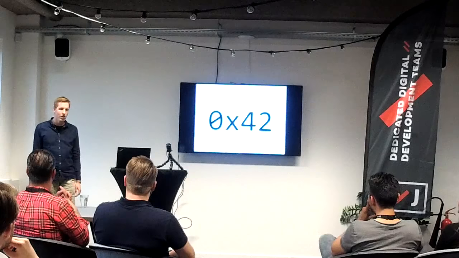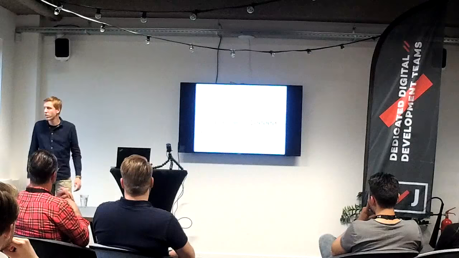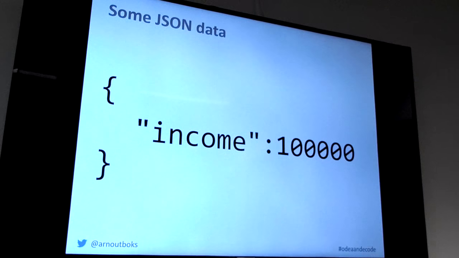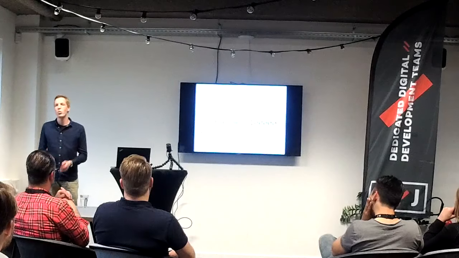We could have some JSON data about, I think, a person or something, which has an income of 100,000. Well, is this a lot? Isn't this? I don't know. I don't know what the units are. 100,000 euros per month is quite a lot. 100,000 Zimbabwean dollars in a year is not that much. So again, we need to know how to interpret this data.